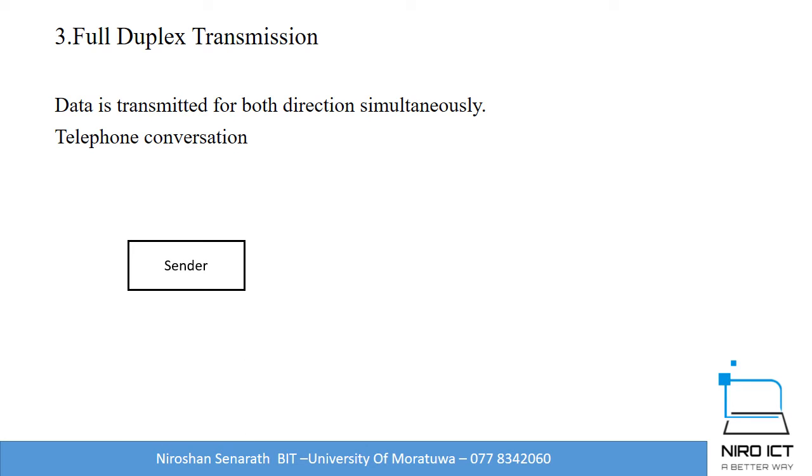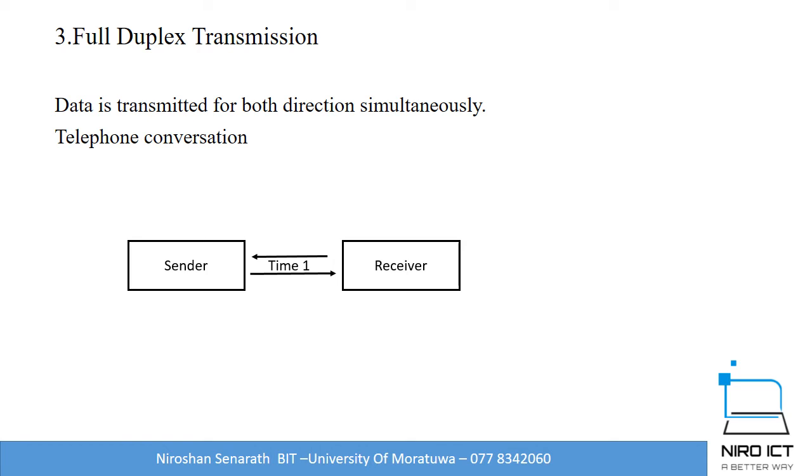This diagram represents what happens there. The sender and receiver are communicating with each other at the same time. This is very important. By comparing these three things, you can understand the modes of data transmission. There are three: simplex mode, half duplex mode, and full duplex mode. You can find many examples on the internet. So that is very important.